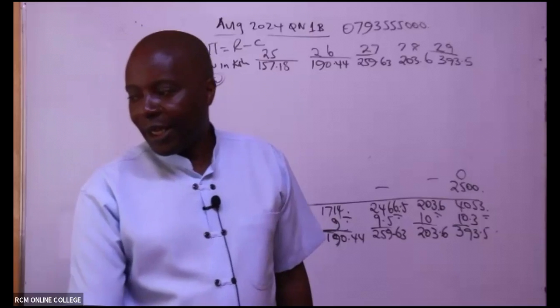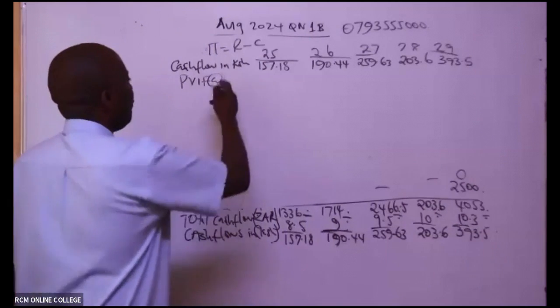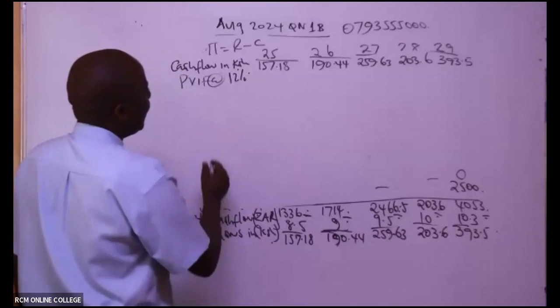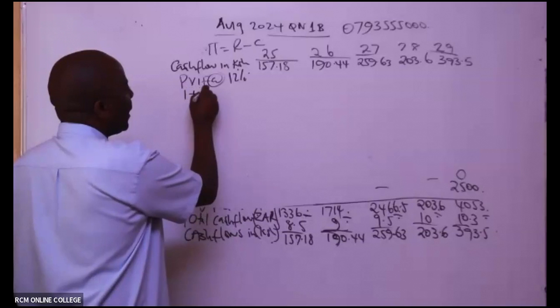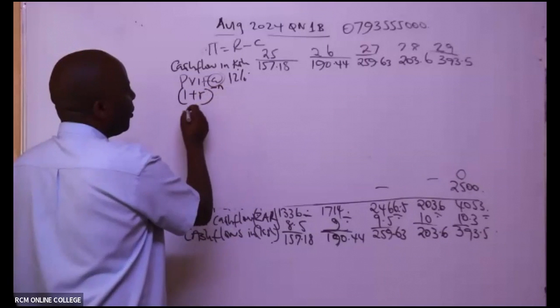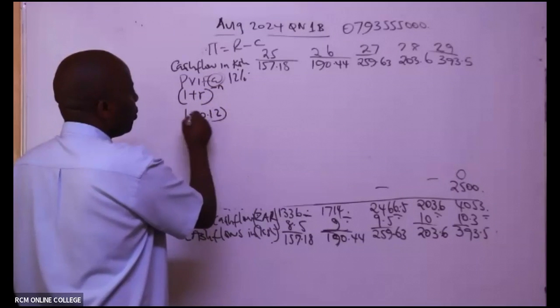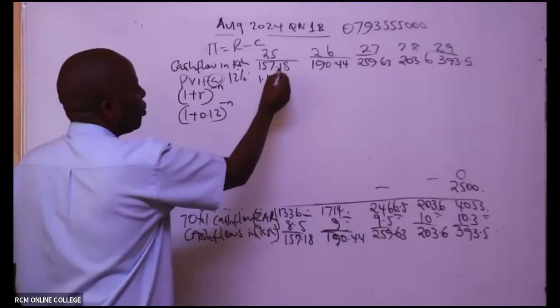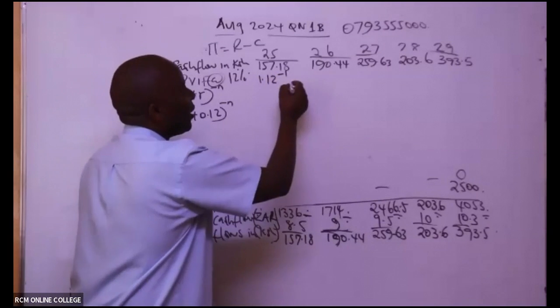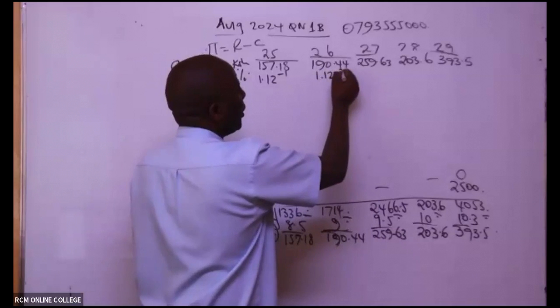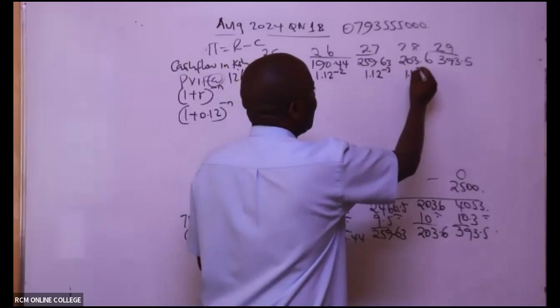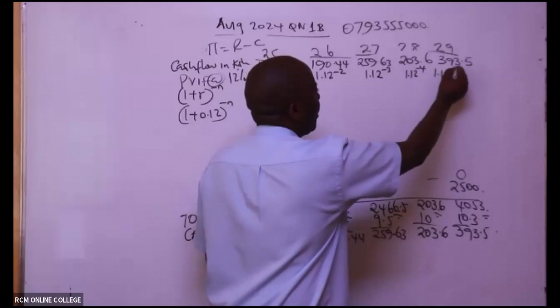So PVF at 12%. Remember the formula is 1 plus R raised to negative N. So it'll be 1 plus 0.12 raised to negative N. So it'll be 1.12 raised to negative 1, 1.12 raised to negative 2, negative 3, negative 4, and negative 5.